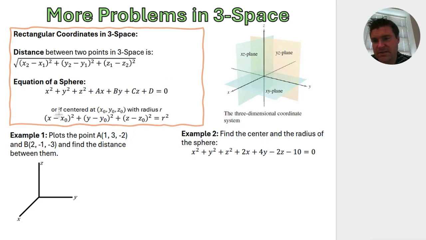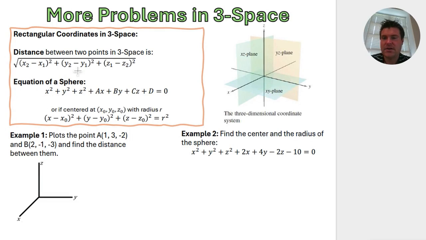So we can find the distance between two points in three space by using this formula right here, which should look pretty familiar to you. It's the distance formula for two space, we just tack on the z-coordinate. We'll talk about the z-coordinates in just a bit here.